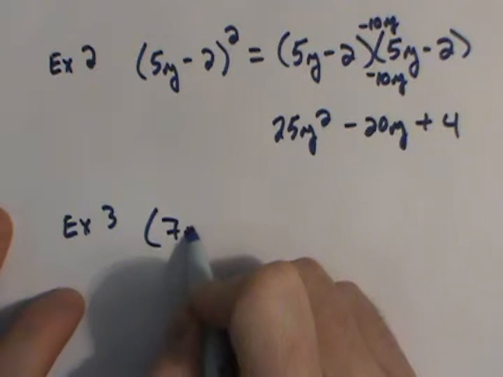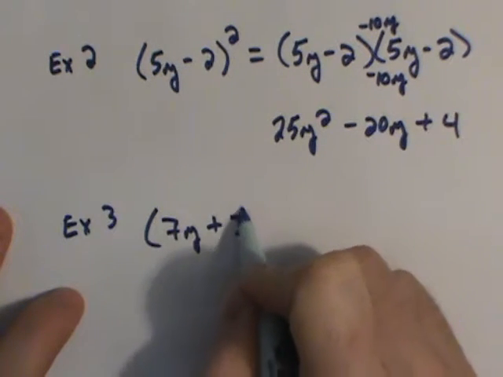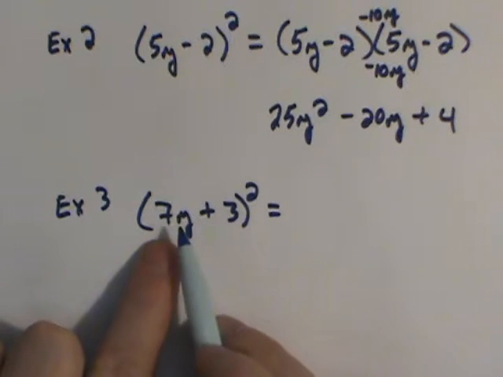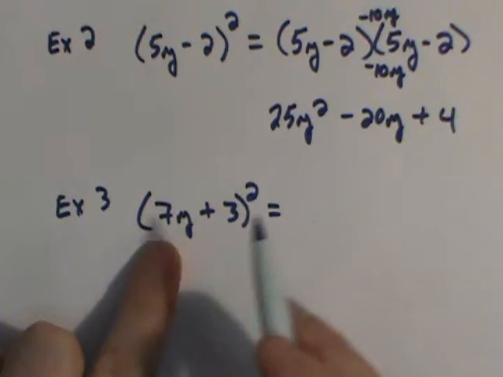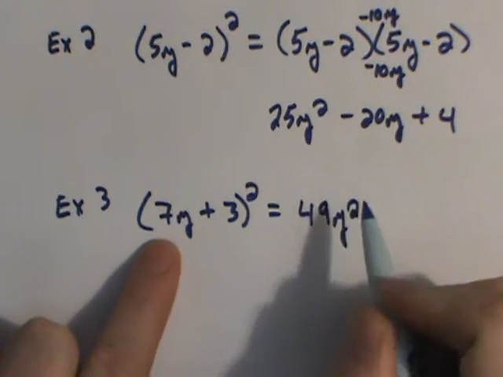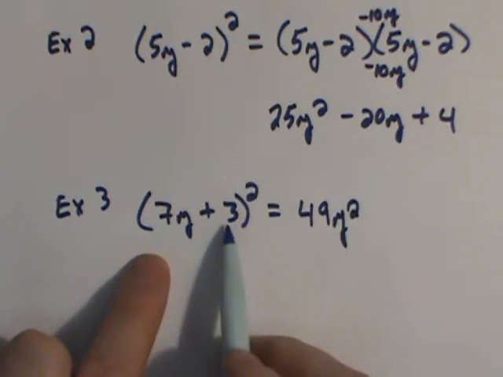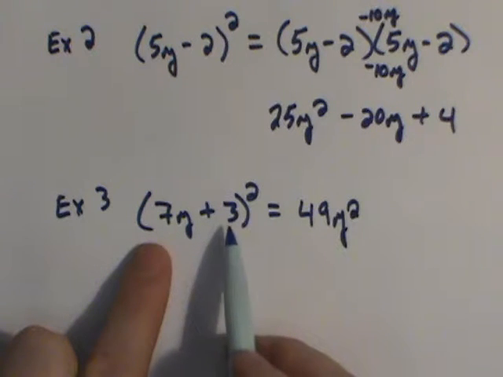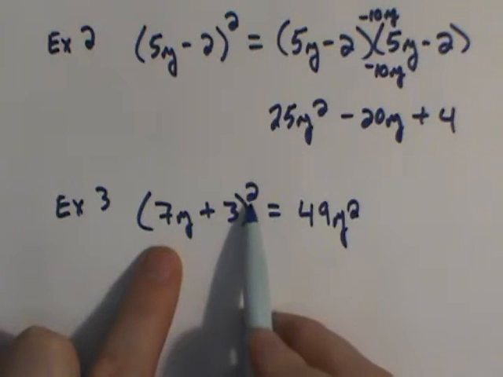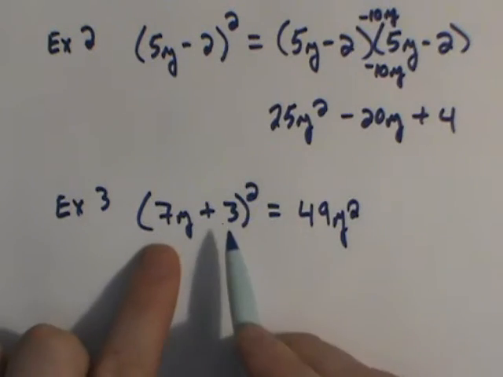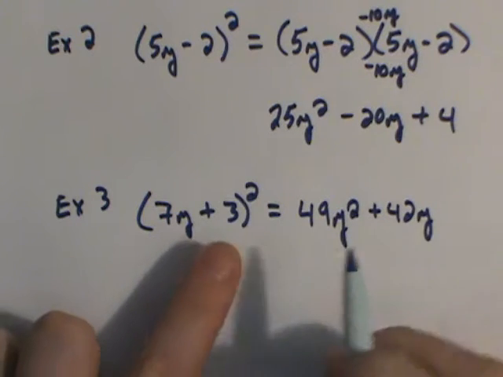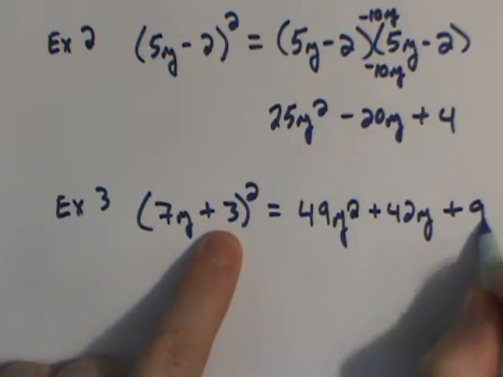So if I had 7y plus 3 quantity squared, I can look at this and say, okay, let's square the first term. So 7y times 7y would be 49y squared. And then I can look at what's inside here. 7y times 3 is 21. I have to double that 21. That 2 is kind of hinting at that. Double the 21 would be plus 42y. And then square the last term, which would be plus 9.